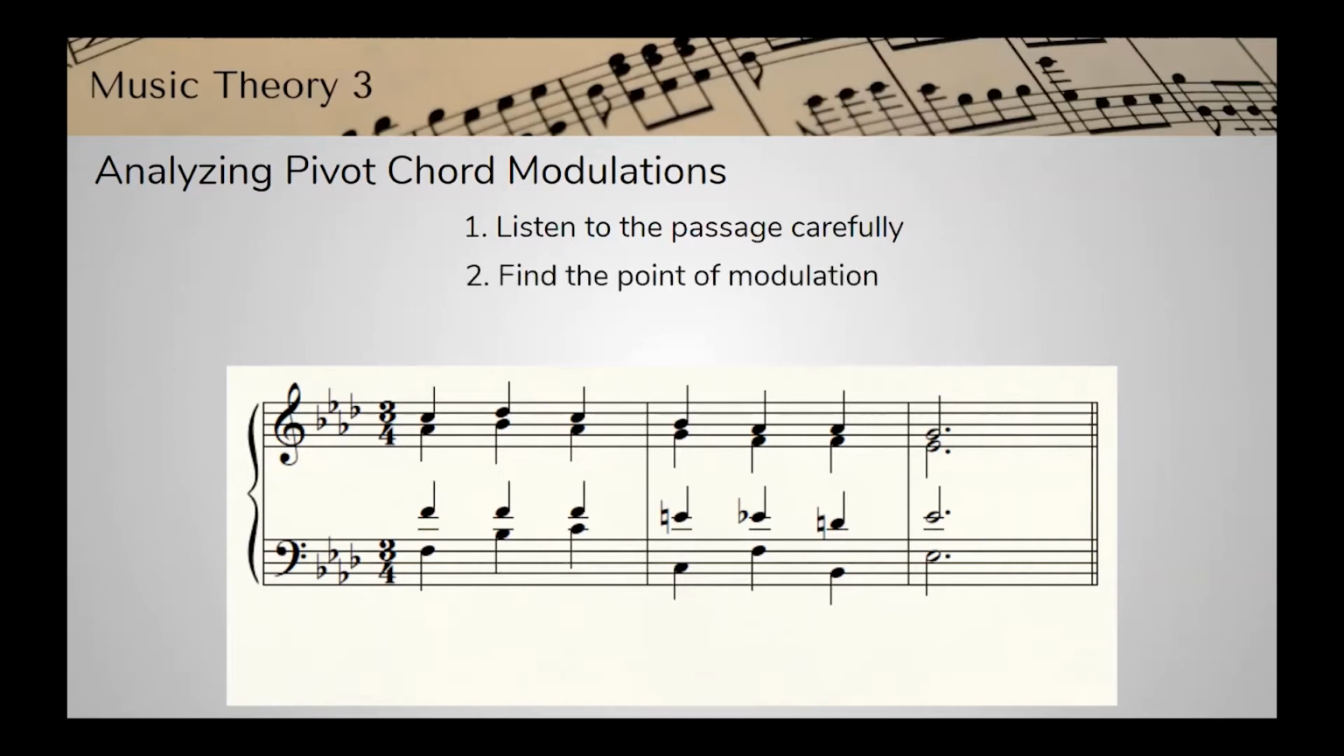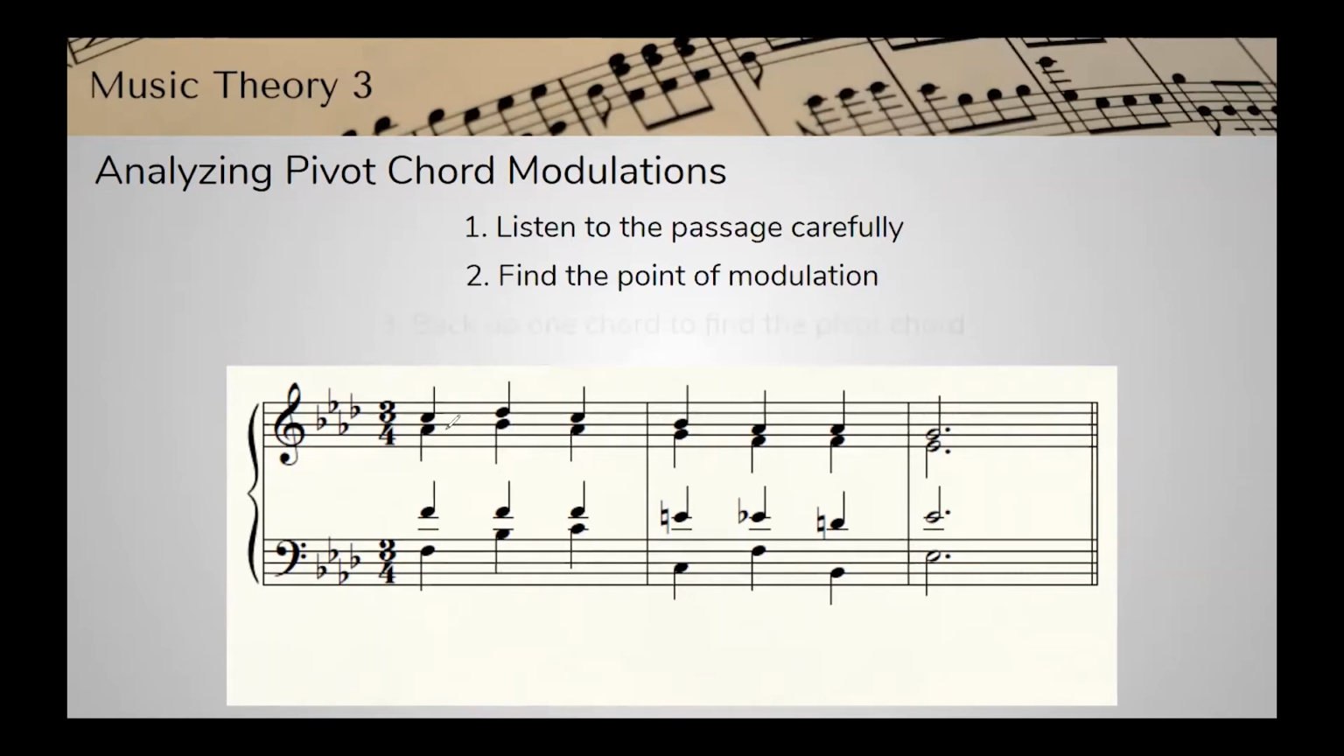Now this is simply finding the chord that sounds like and looks like it doesn't belong in the old key. So the biggest red flag for the point of modulation will be an accidental, right? Because an accidental will tell you that something is not diatonic. It's chromatic, which means that it will belong in a different key than the key signature. But that can be tricky, especially in a minor key, which we'll see in a second. So we're going to go through this and try to find the point of modulation.